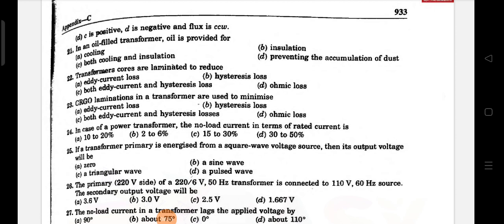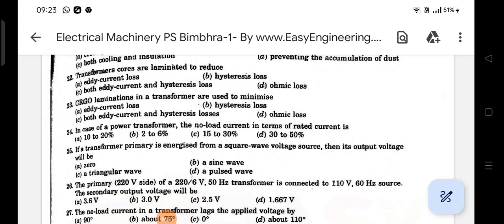Okay, the hysteresis loss formula is Wh equals eta times B maximum to the power x times f times v. Here x is nothing but the hysteresis coefficient, whose value varies from 1.5 to 2.6, whereas the silicon steel x value is 1.6, on the lower side, right? Hence hysteresis losses will be less when we use silicon steel material. Okay, that means for this question, the transformer core lamination technique is used to reduce eddy currents. That means the 22nd answer is A.